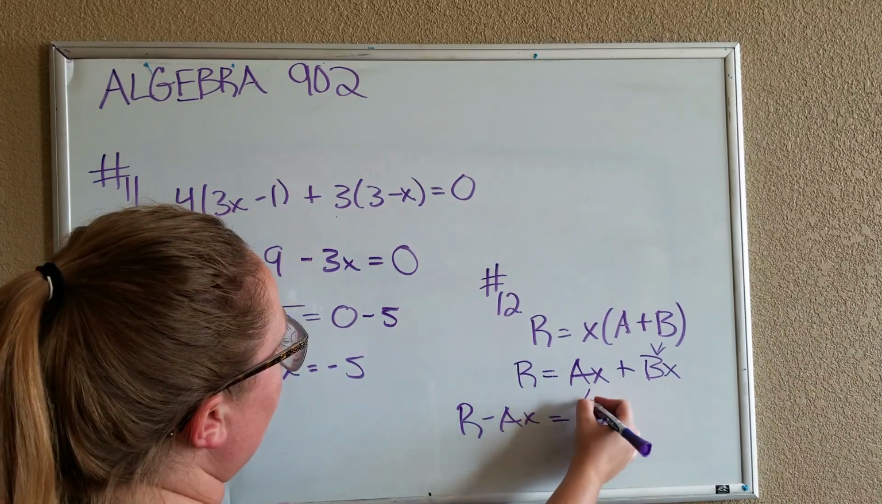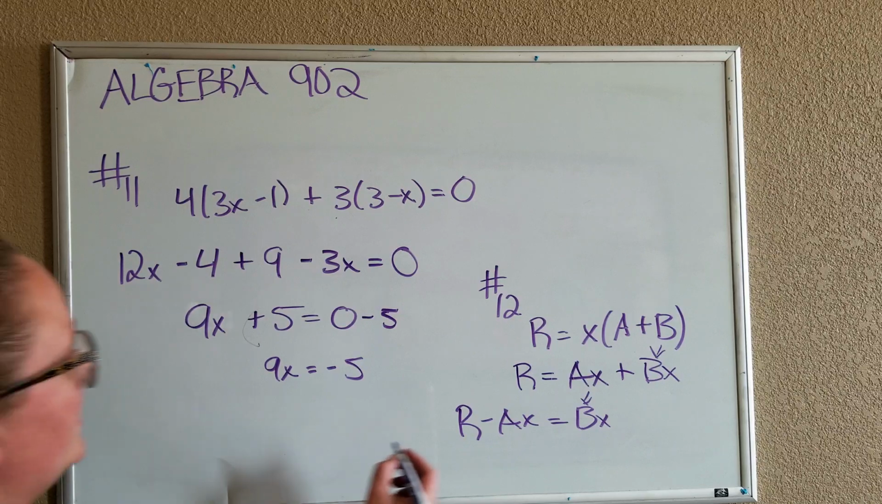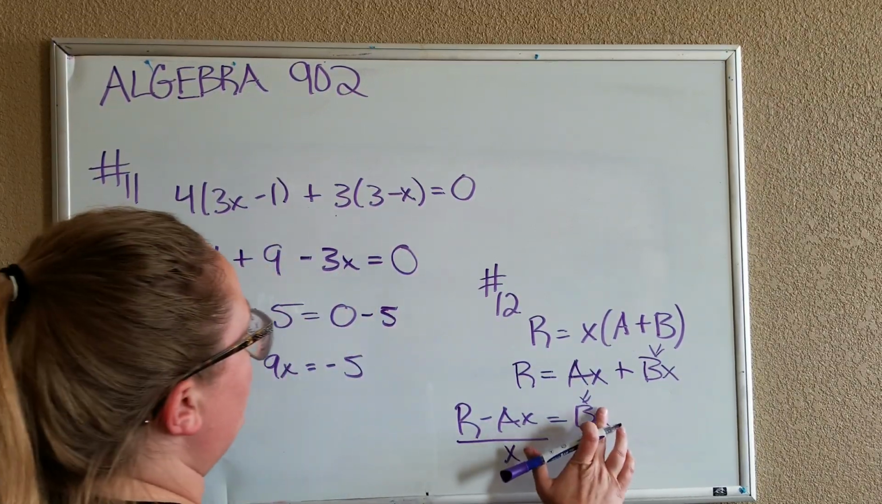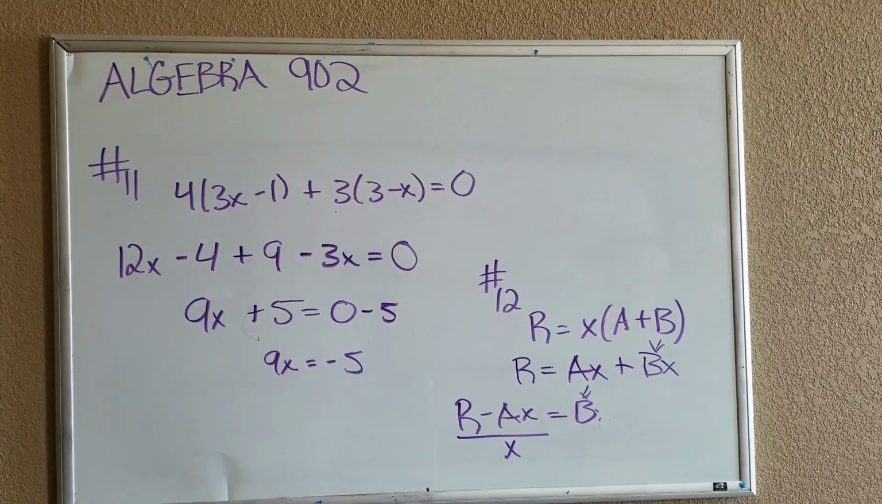Then we want b by itself again, right? So x is multiplied. The opposite of multiplication is division. So we're going to move this x over here and divide. So b is going to equal r minus ax over x.